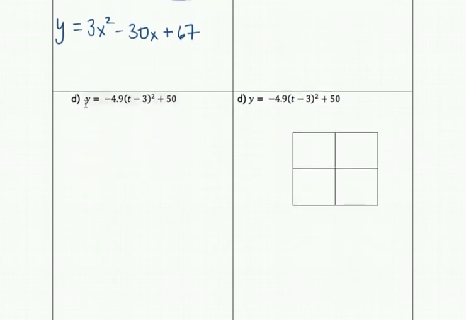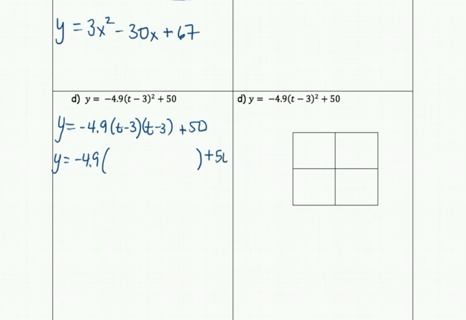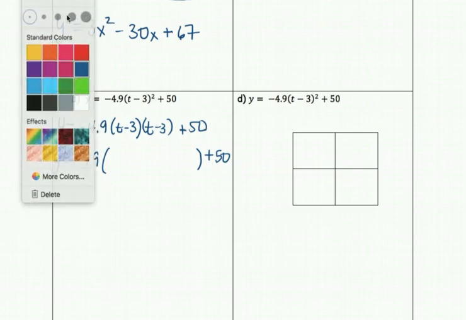Okay, here's the last one. Same thing, a lot of stuff going on here. This time we have a decimal. It's okay, we can handle it, right? I'm just going to go through step by step and break through all the brackets. So we have t minus 3 squared. I'm going to write that twice and then write everything else. We're going to leave this 4.9 outside, and leave this positive 50 outside, and then we're going to FOIL these guys in the brackets, and then we can get them out of the brackets.